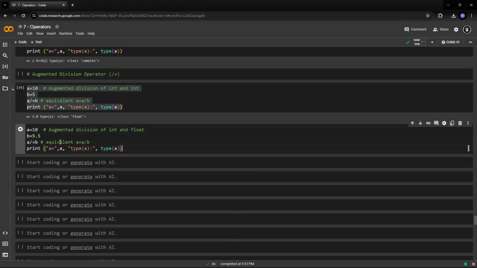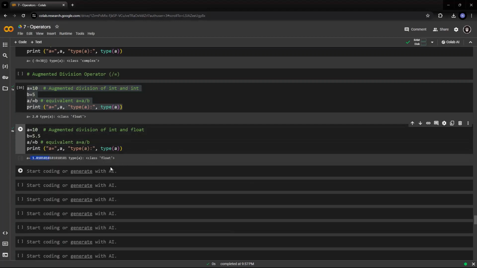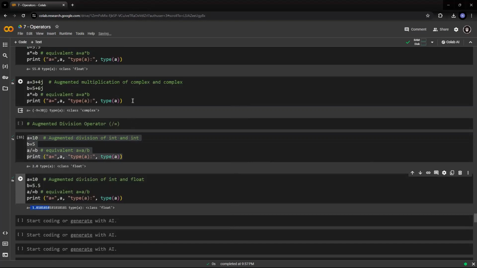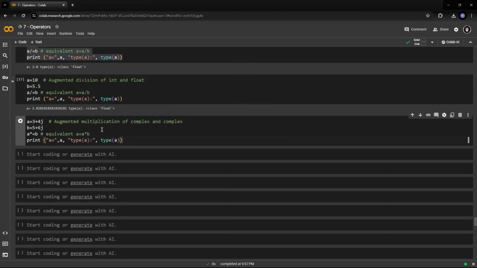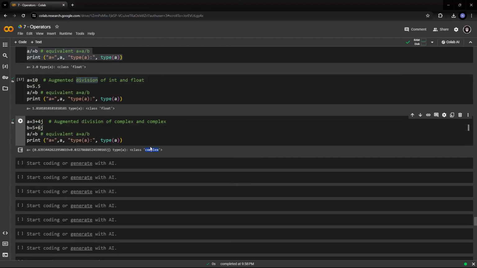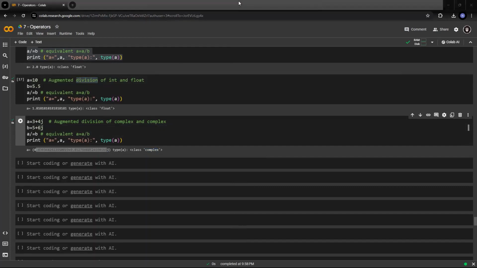So let's go int and a float. That's right. Let's see. You get this, and it's a float. Let's copy the complex part again. Let's see what happens if we do the division with a complex number. Division of two complex numbers. We need to have forward slash again. So we divide A by B and let's see what happens. So it's a complex type. We can see this, and it's a complex number over here which has come as an answer.